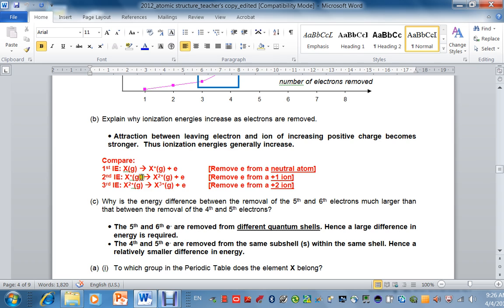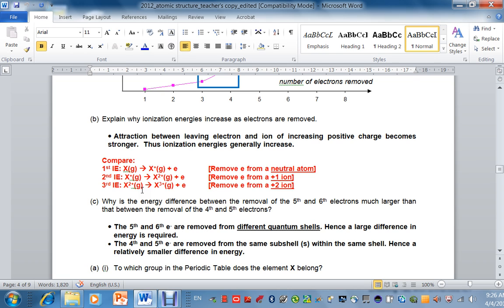Then when we come to the third IE, we are removing an electron from the +2 ion. So now this positive ion has an even higher charge. So the attraction between the leaving electron and this +2 ion is even higher than before. So the third IE is even higher, and so on and so forth. So that's for explaining the general trend.